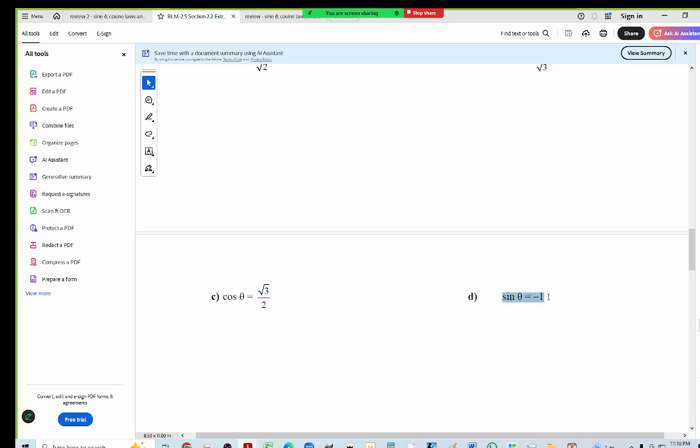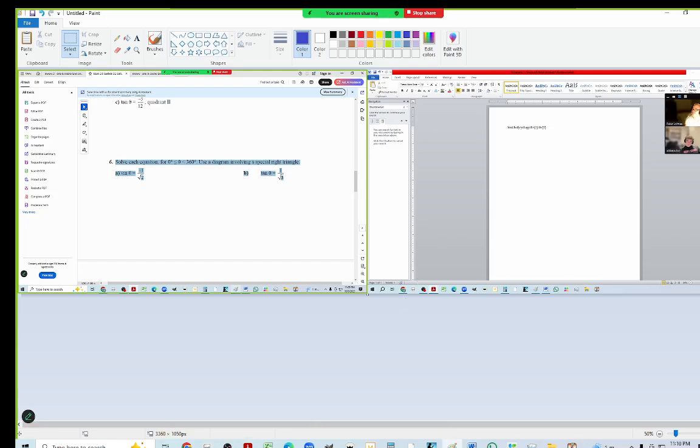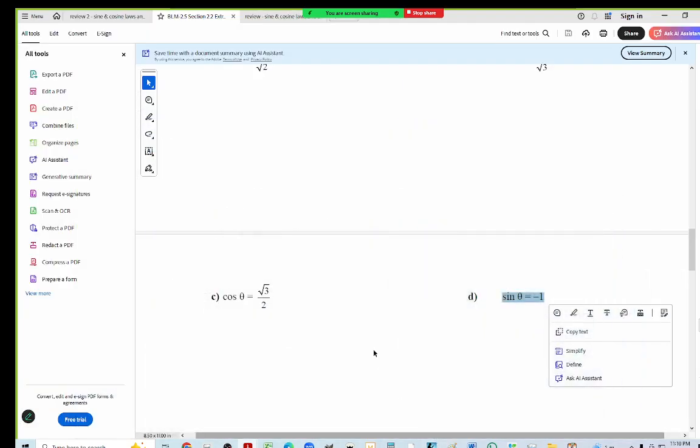This one's tough because it's one of the coordinates on the 0 degree, 90 degree. Let's see if you can remember this. This is important, so I want to cover it, okay?